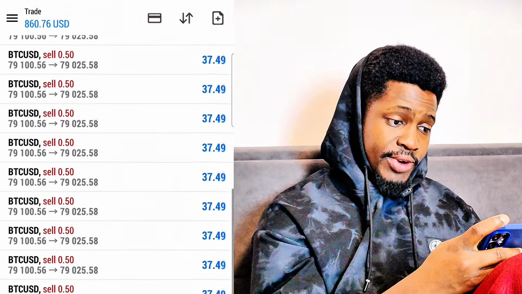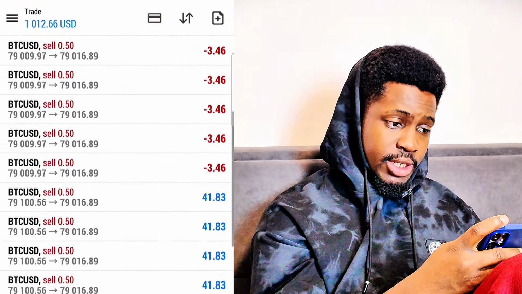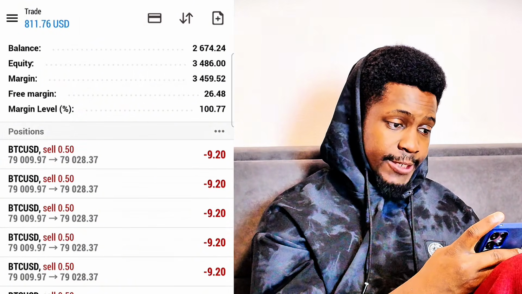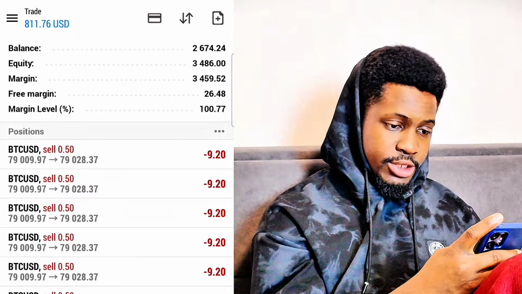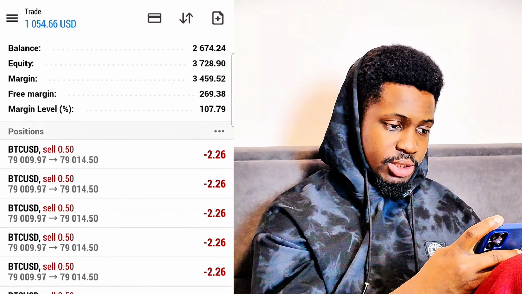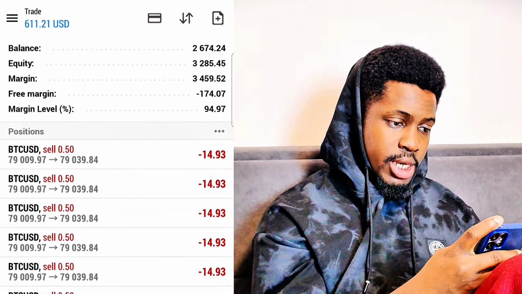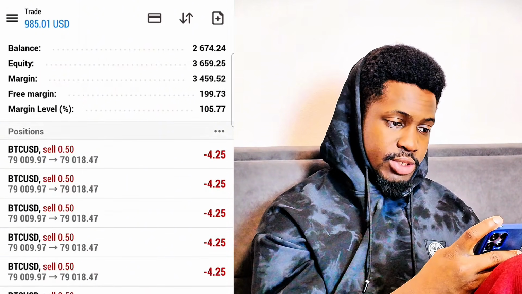That was over $1,000, but then yeah, okay. So this is just all we are having on our chart currently, over $800 currently. So for now, it will just be to wait and see how our trades actually play out.